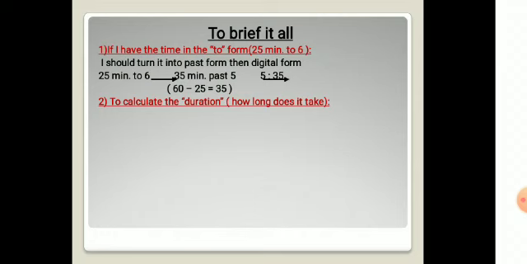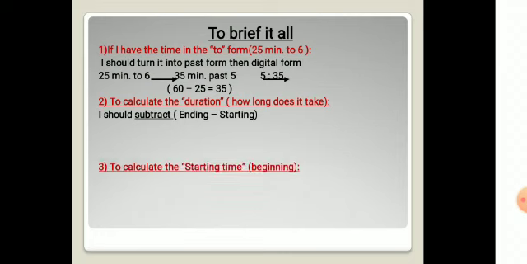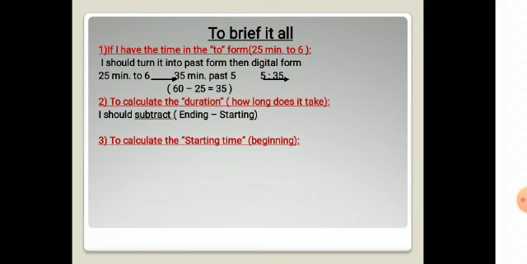So the second point that you should know, to calculate the duration, or when he asks you how long does this activity take, how long does this activity last for. So this is the duration. I need to calculate the duration by doing what? Excellent. I should subtract. So the duration, I should subtract ending minus starting. What about to calculate the starting or the beginning time? I should also subtract, ending minus duration. So memorize this. When you're asked about the duration or the starting time, you should subtract the two given times.